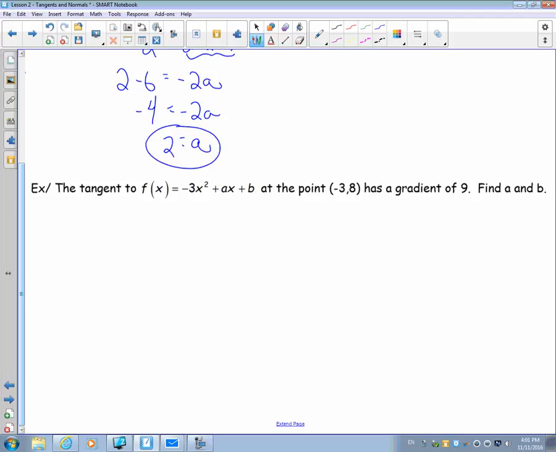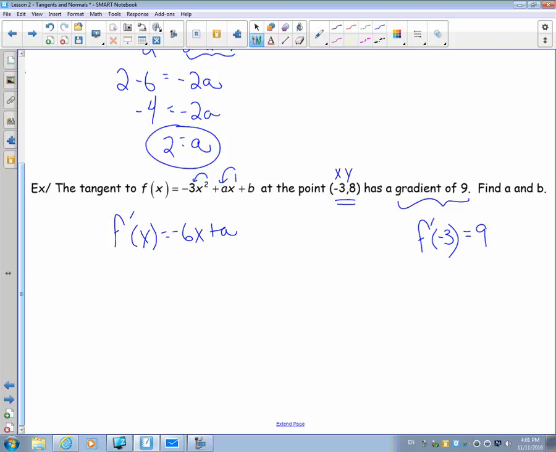The tangent of the function at the point, so they're giving us an x and a y, has a gradient of 9. So I have a derivative at this point. So in other words, at x being -3, comes out to 9. Find a and b. Well, that looks suspiciously like the last question. So let's try the same things. Let's take our derivative. 2 times 3 is -6x. 1 times a is a.